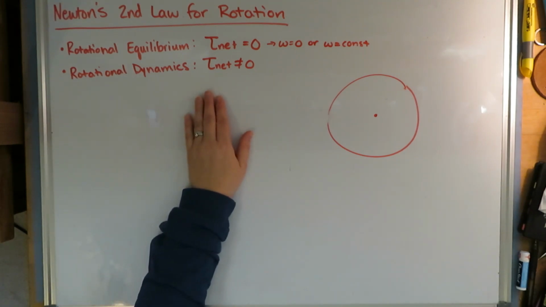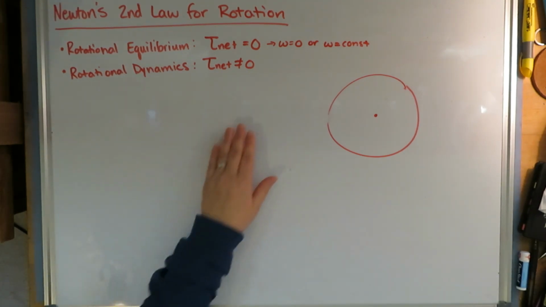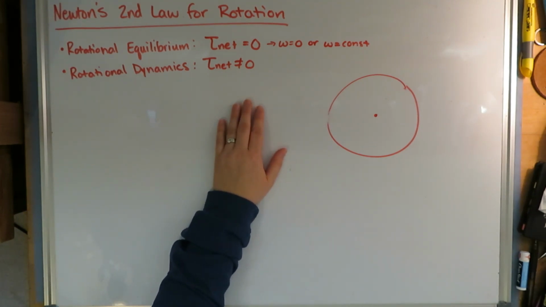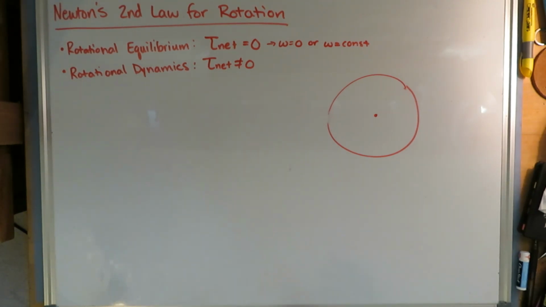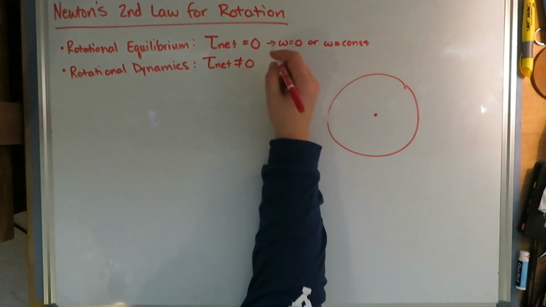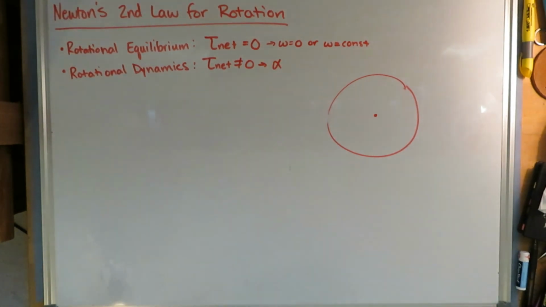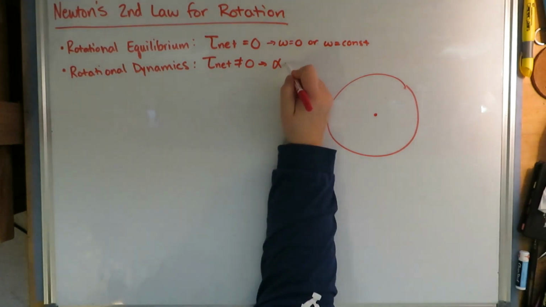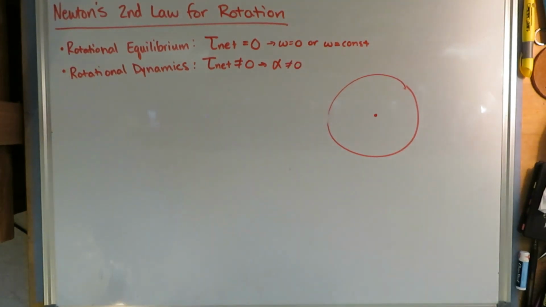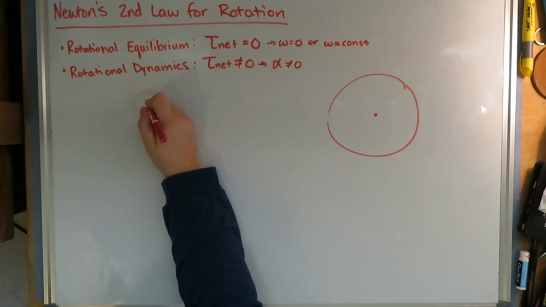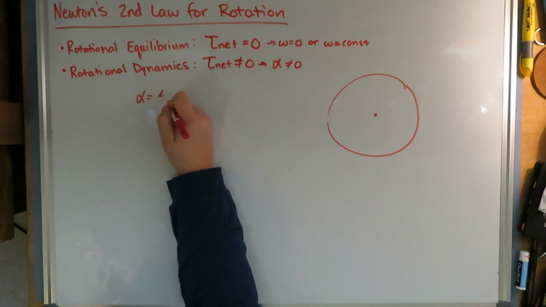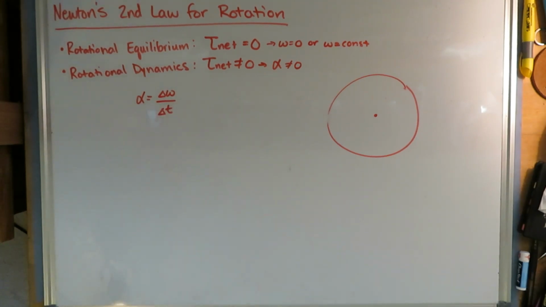So rotational dynamics is the study of objects in which the net torque does not equal zero. So just some things to remember, if our net torque doesn't equal zero, then that means that we have an angular acceleration. So that means that our angular acceleration does not equal zero, because that means we're going to change speeds. Our angular acceleration is defined as the change in angular velocity over the change in time.